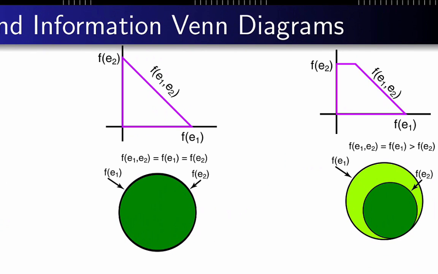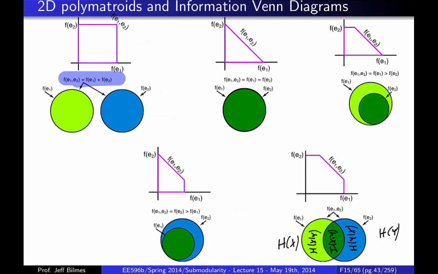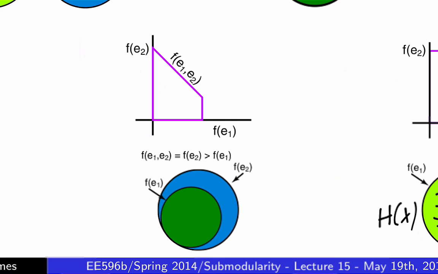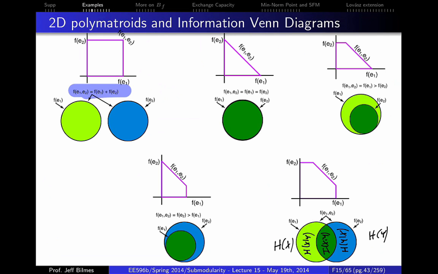This guy here, where E2 is a deterministic function of E1, corresponds to this Venn diagram, where the E2 information Venn diagram is strictly contained within the larger one, within the light green one. So dark green is contained in the light green. And then this other one is the opposite, where dark green is contained in the blue. But then here they are all together.